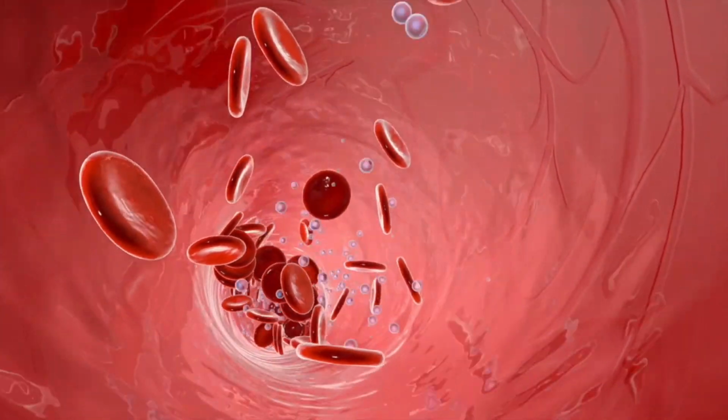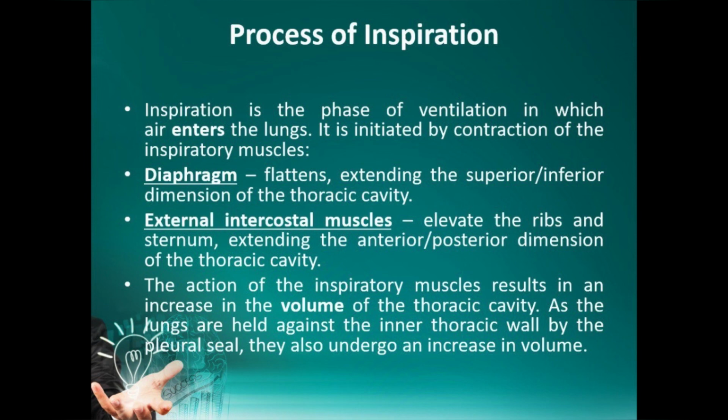Process of inspiration. Inspiration is the phase of ventilation in which air enters the lungs. It is initiated by contraction of the inspiratory muscles. The diaphragm flattens, extending the superior-inferior dimension of the thoracic cavity. External intercostal muscles elevate the ribs and sternum, extending the anterior-posterior dimension of the thoracic cavity. The action of the inspiratory muscles results in an increase in the volume of the thoracic cavity.